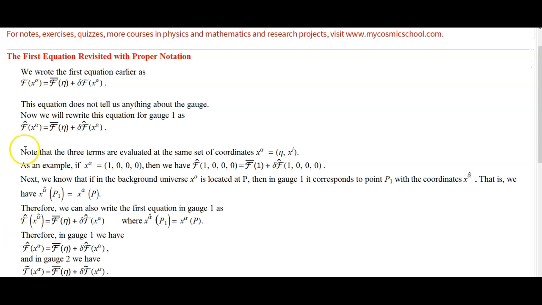Now I decide to write everything in terms of the background universe coordinates. Therefore, I can write in gauge 1, f caret x alpha is equal to f bar eta plus delta f caret x alpha. And in gauge 2, we have f tilde x alpha is equal to f bar eta plus delta f tilde x alpha.